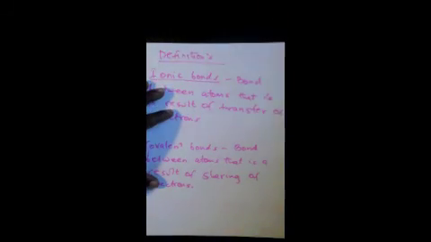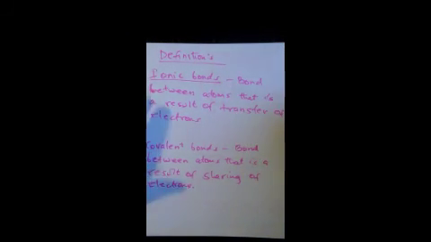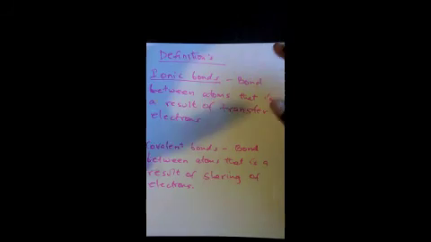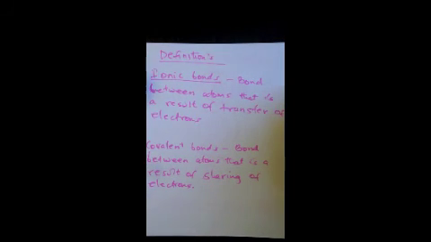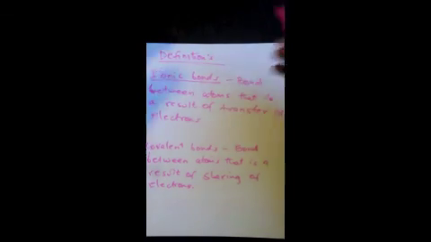All right, let's move on to the next subtopic, which is the definition of what we are going to be talking about today. We have ionic bonds and we have covalent bonds. So what actually are ionic and covalent bonds, someone may ask. Ionic bonds are the type of bonds that are formed between atoms as a result of transfer of electrons. So in ionic bonding, there is transfer of electrons from one atom to the other.